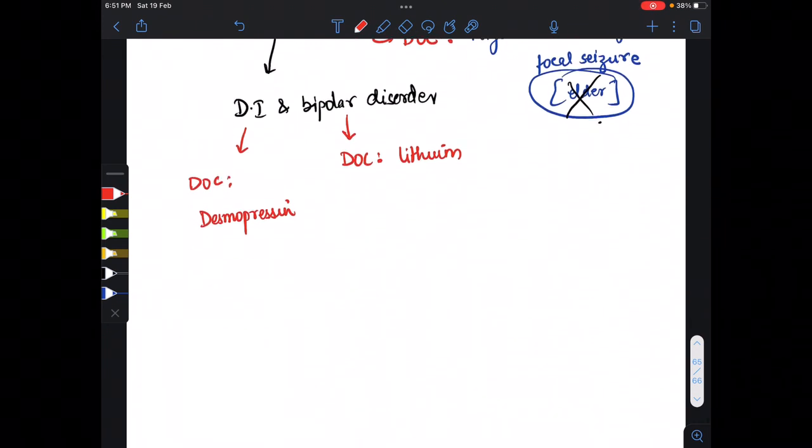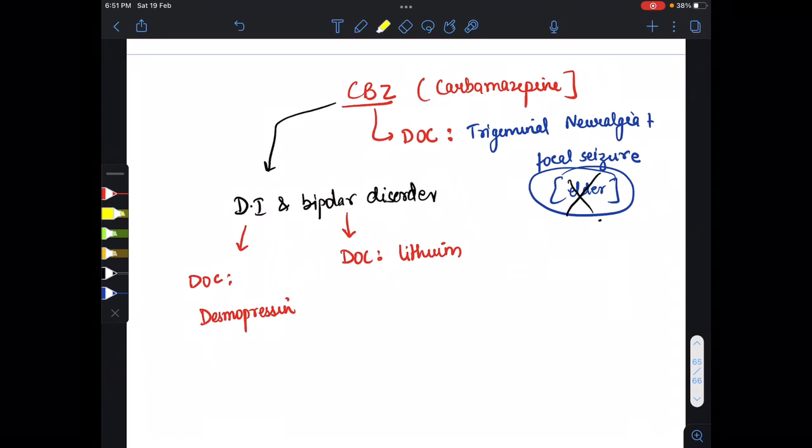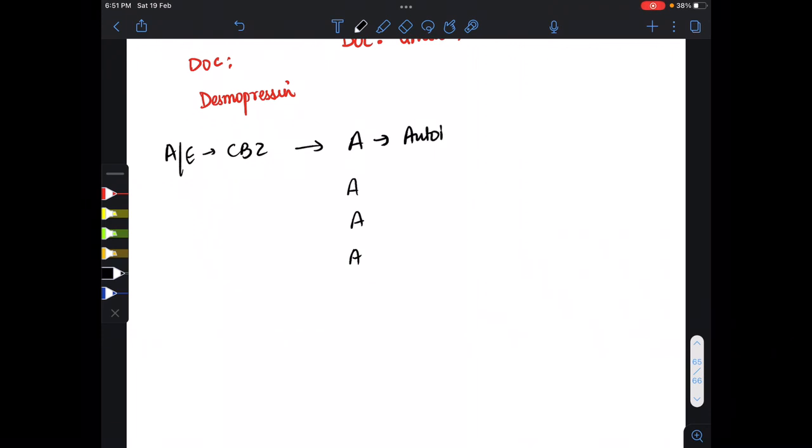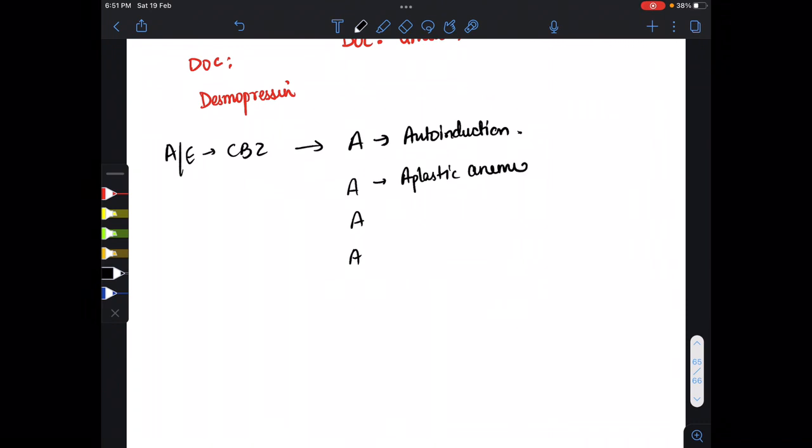Now, what are the adverse effects of carbamazepine? As in the word carbamazepine, the letter A comes many times. So for the adverse effects, we have the mnemonic A. Many A's are there. A stands for autoinduction, which means it starts with a low dose and then we have to increase the dose. Another A is for aplastic anemia. It causes aplastic anemia.